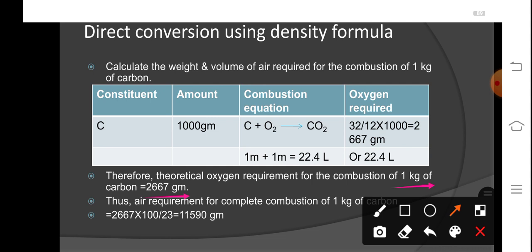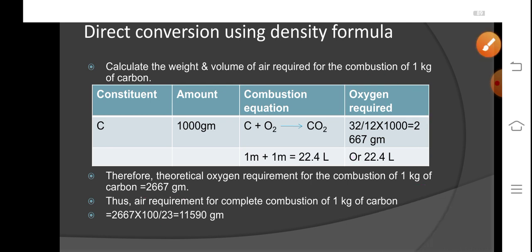Thus, the air requirement for complete combustion of 1 kg of carbon will be 2667 grams into 100 upon 23. So this was our weight of oxygen required. It is found to be 2667 grams. So the weight of oxygen is converted into the weight of air by multiplying it with the 100 upon 23 factor, as we did in the previous numerical.